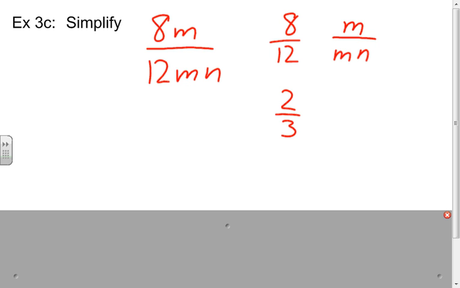If I have the same thing on the top and bottom of a fraction, it can cancel. So that m can cancel out with that m, and all I'm left with is this n here. But that n is on the bottom of my fraction, so in my final answer I have to put it on the bottom of my fraction. So I simplified the numbers, I canceled out something that was the same on top and bottom, and I put the piece that was left over where it goes.